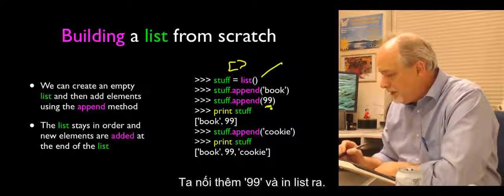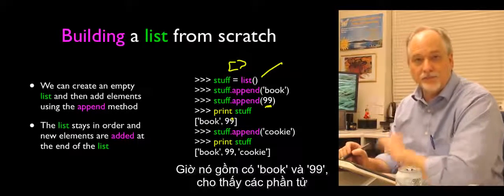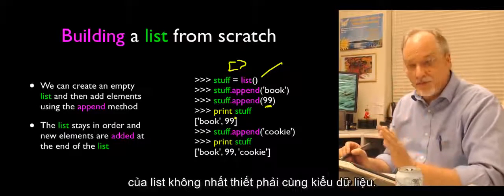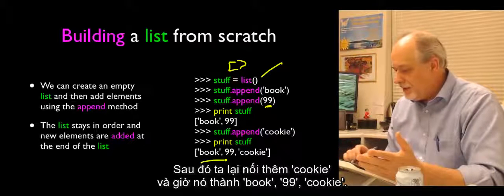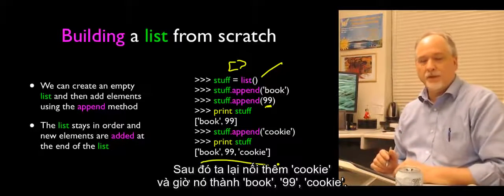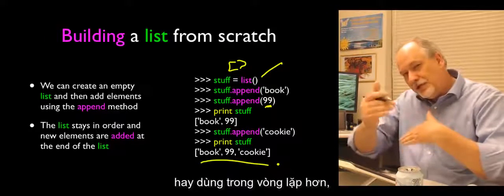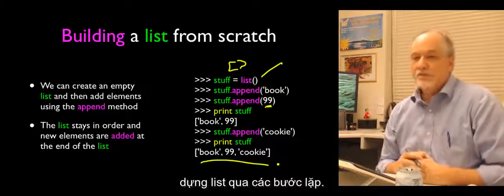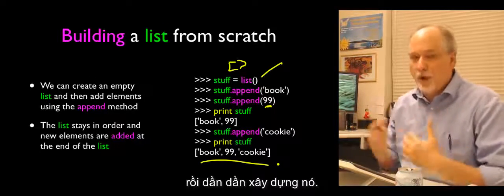So here we go. We append a 99 and we print it out. And it's got book and 99, emphasizing the fact that they don't have to be the exact same kind of thing in a list. Then later we append cookie. And then it's book, 99, cookie. This append, we won't do it in line like this so often. We'll tend to do it in a loop as we're building up a list. But that's a way you start with an empty list and then programmatically grow it.